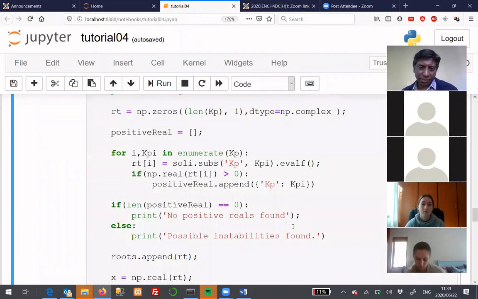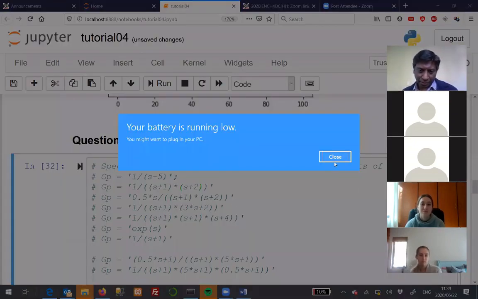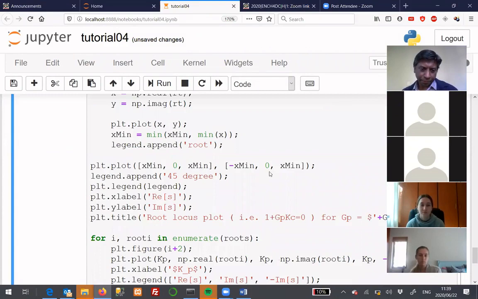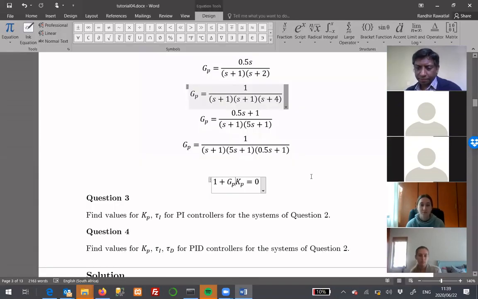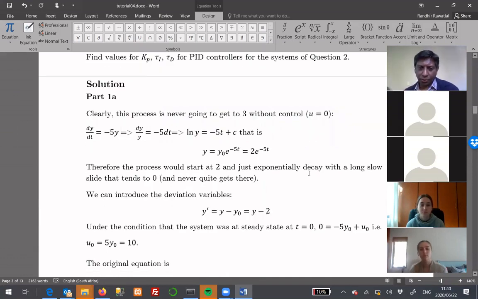This code is, if I say so myself, quite useful. You can use it to investigate any process, and you can investigate different controller settings. Okay. Any questions or comments there? Okay, so that's what we have for using the code and finding roots in that way.